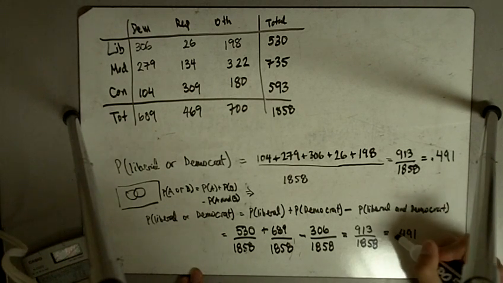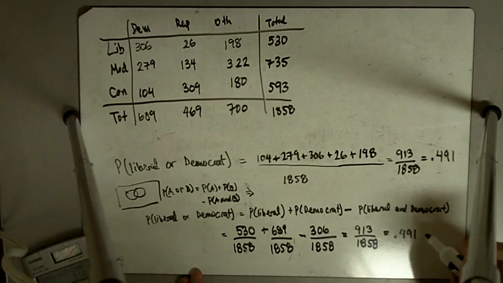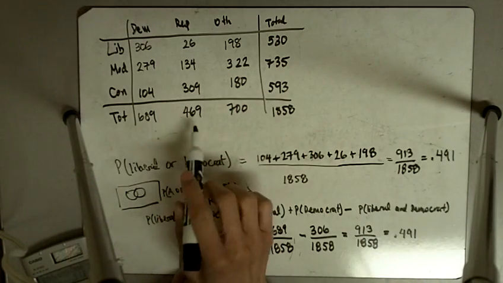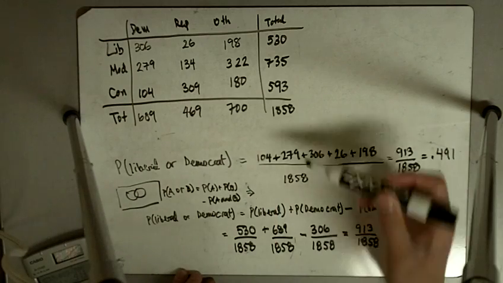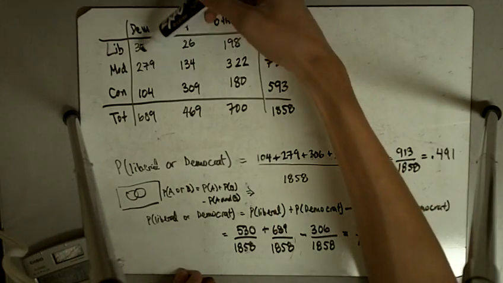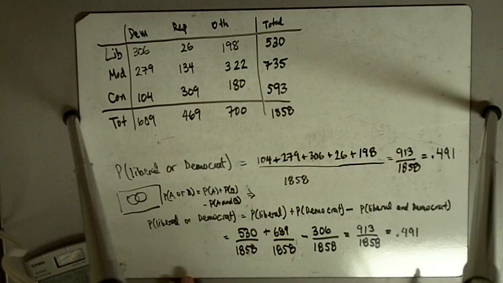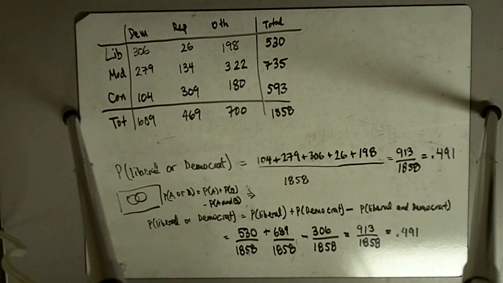This one was processed differently than the previous problems, because previously we were saying Democrat or Republican. There was no overlap there. In this situation, we do have overlap, so we cannot just add the numbers. We've got to subtract off the overlap, or add up all of the different categories separately.